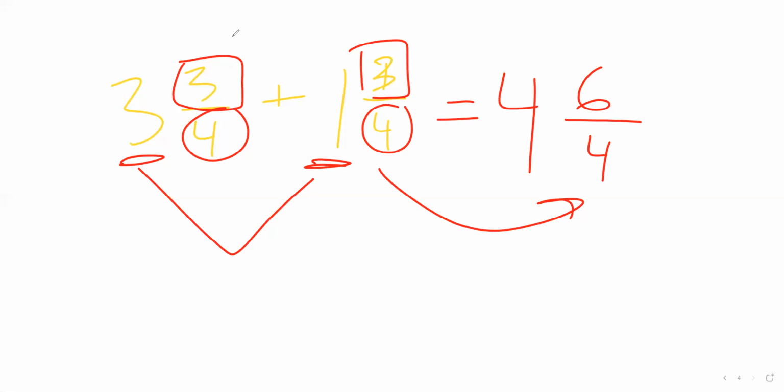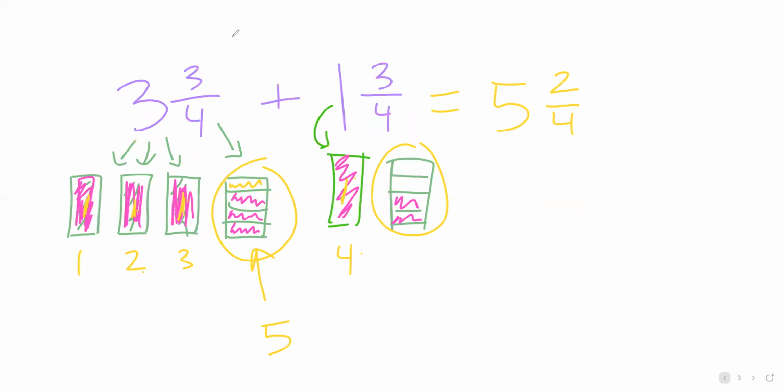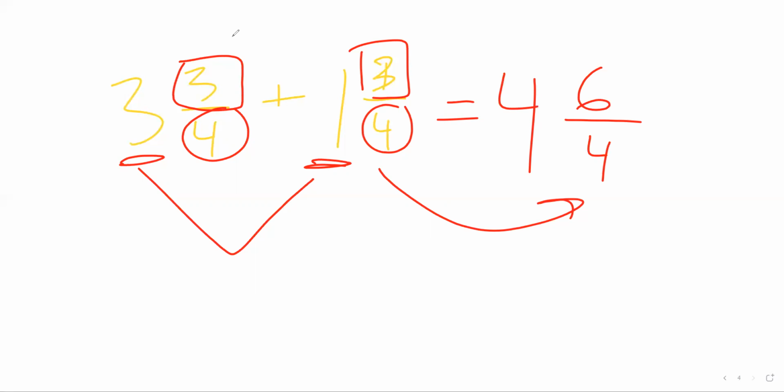3 plus 3 is 6. Now, at first we would look at this and say, yay, we did it. But if you remember when we looked back at this answer, we actually ended up with 5 2/4 when we modeled it. But when we come over here, we have 4 and 6. Wait, huh? Okay, so something's not quite working here.